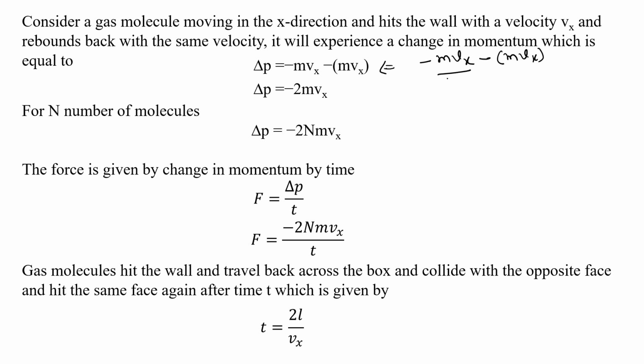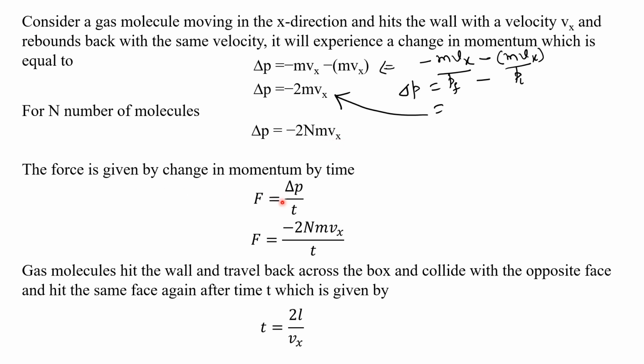So, this is the final momentum, Pf, and this is the initial momentum, Pi. So the change in momentum, delta P, is Pf minus Pi, and then you get this value. Delta P is minus 2mVx. How many molecules do we have? We have N molecules in our system. So for N molecules, the value of delta P is minus 2NmVx.